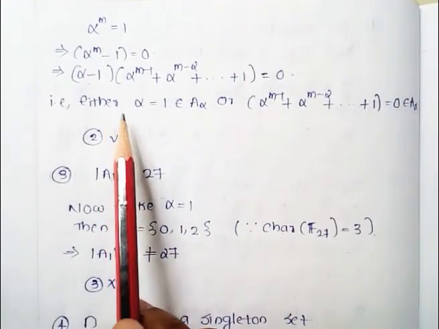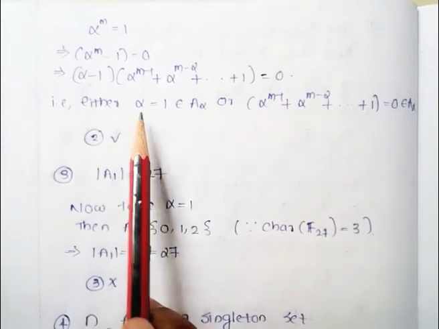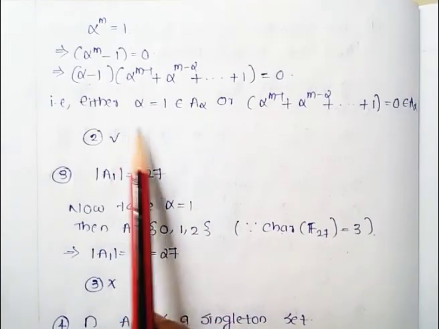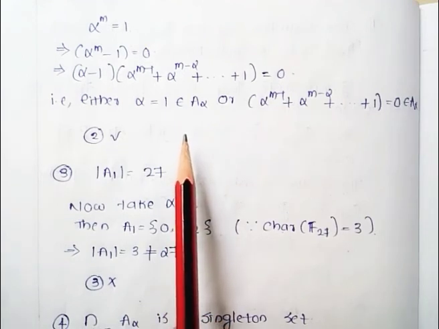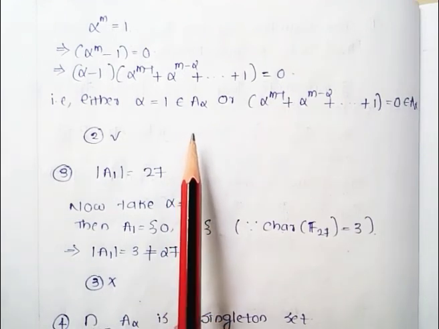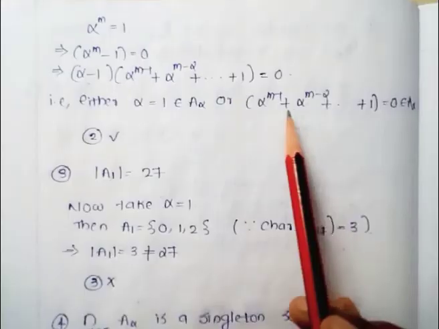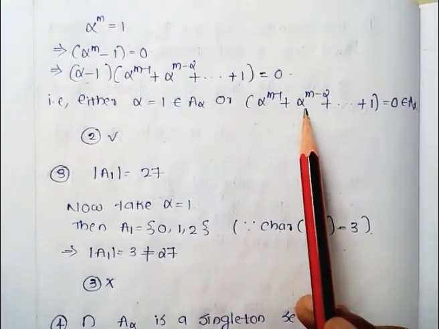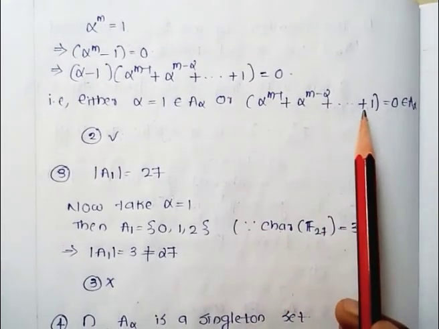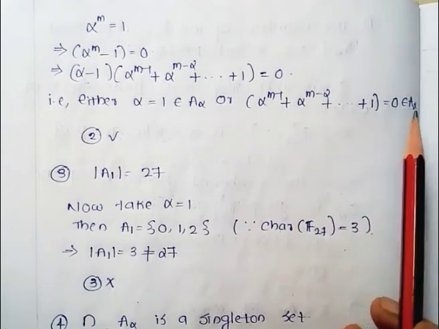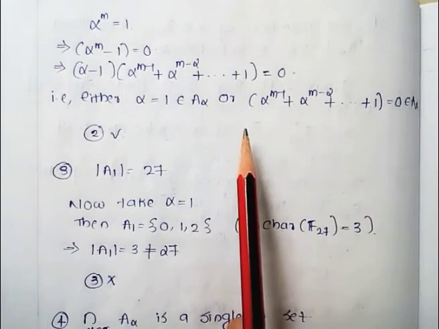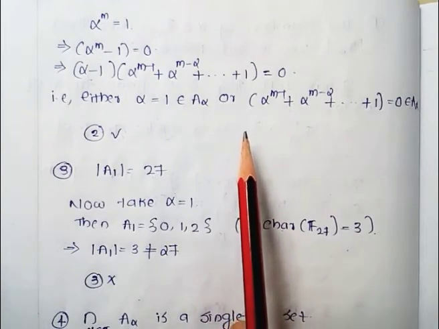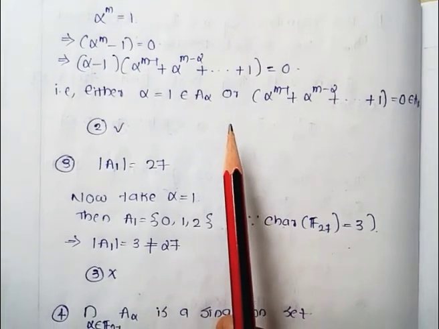Alpha minus 1 is equal to 0 implies alpha is equal to 1, and 1 belongs to A alpha, because A alpha is the collection of 1, 1 plus alpha, 1 plus alpha square, etc. And also alpha power m minus 1 plus alpha power m minus 2 plus etc. plus 1 is equal to 0, which also belongs to A alpha. So our reverse part is true, that is we are done. So our second option is also a correct option.